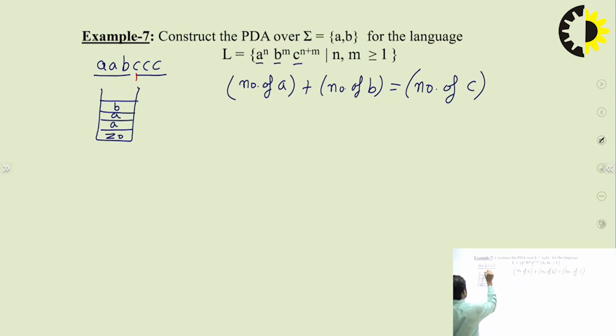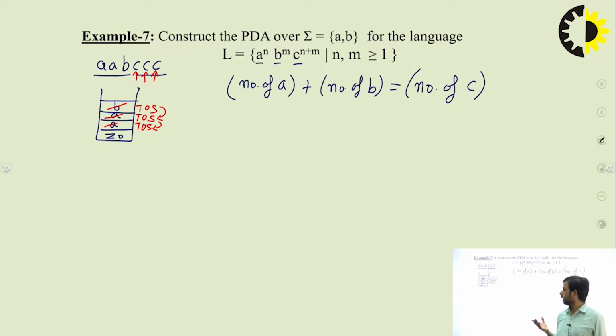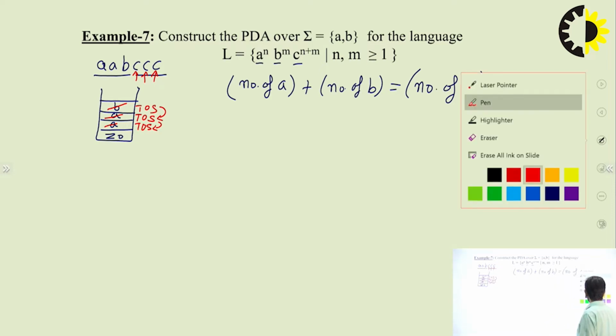Input is C, top of the stack is B, so we pop this B. Now the top of the stack is this one. Input is C, top of the stack is A, we pop. Next, this will become the top of the stack. Input is C, top of the stack is A, we pop A. Now all A and B are over corresponding to C. It means that the number of A and B is equal to the number of C. So let's construct the PDA corresponding to the language.